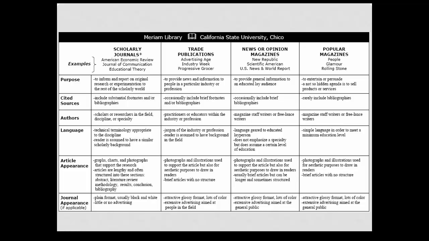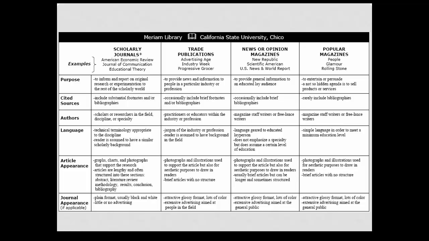The first strategy is to consult this chart, which appears on the back of the handout. The chart presents the characteristics of articles that appear in scholarly journals in comparison to articles that appear in 3 other types of journal. Trade publications, which offer industry-specific news or opinion magazines, such as Time, Newsweek, or U.S. News and World Report, and popular magazines, such as People, Glamour, or Rolling Stone.